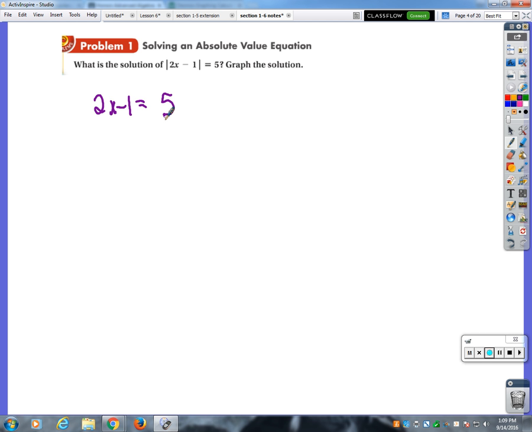But since it's absolute value, there's a bonus equation in here. What else could 2x minus 1 equal so that if I took the absolute value of it, I would still get the answer 5? Yes, negative 5. So when you see an absolute value equation, you get to solve not just one, but two equations at the same time. Yes, it is two equations for the price of one. So that's totally awesome. All right.